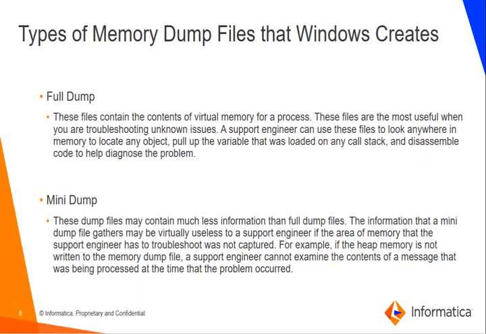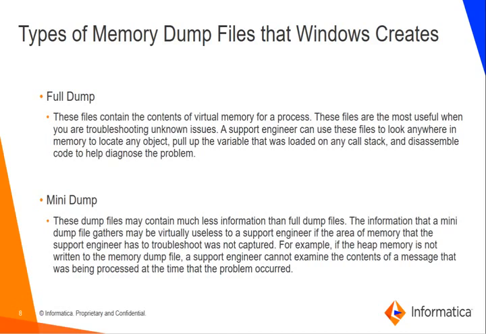There are two types of memory dump files that can be created: one is a full dump and the other is a mini dump. A full dump file contains the virtual memory of the process. So a support engineer can use this file to look anywhere in memory to locate an object, pull up a variable that was loaded on a call stack, and disassemble the code to help diagnose the problem.